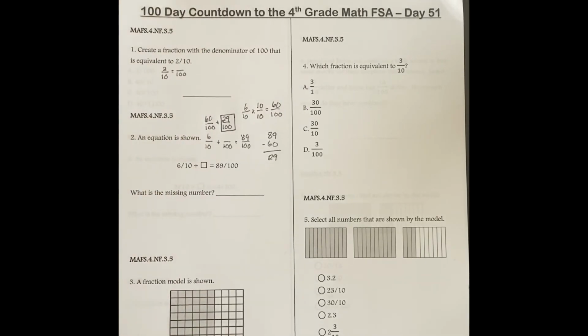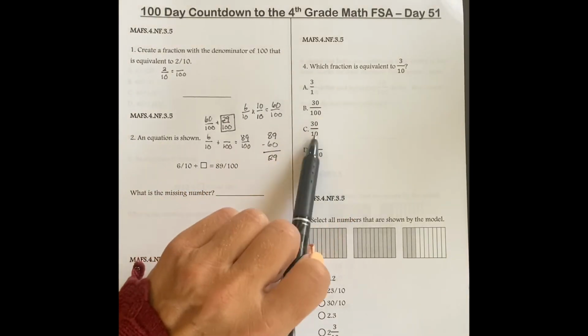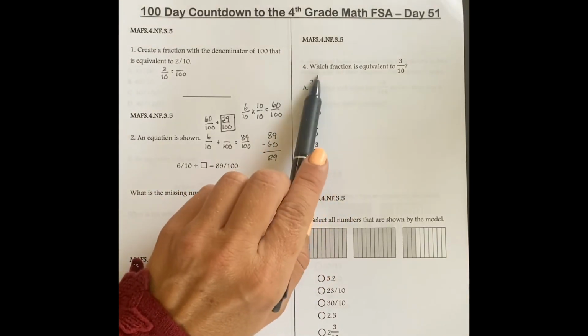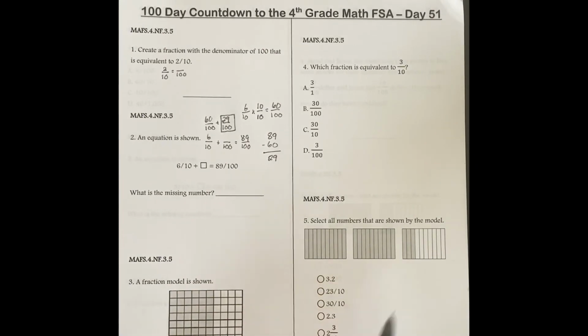Okay, for the rest of the page, you're going to use models. Remember to write the fractions if you need to. Write the fractions you're given like this. Okay, what fraction is equal to 3/10? And it says which fraction, so there's only going to be one. And then this one is a select all, the numbers that are shown by this model. And you do have some decimals in there. So good luck on the rest of the page.